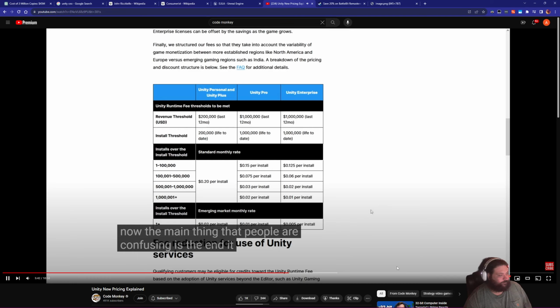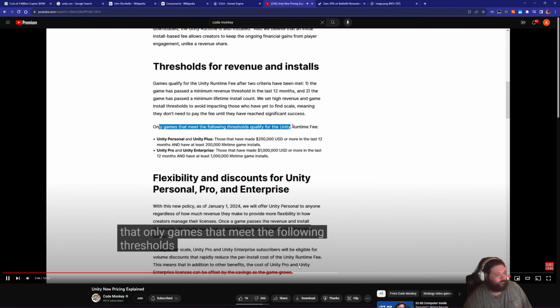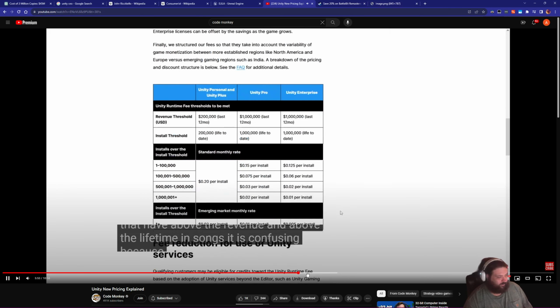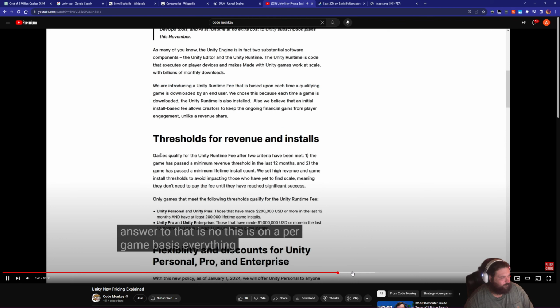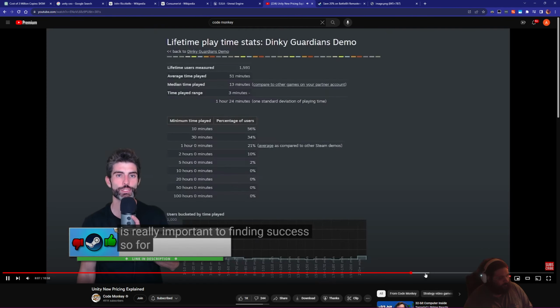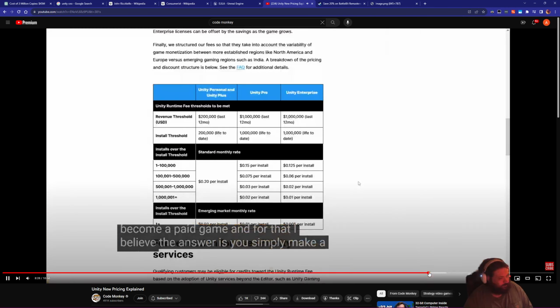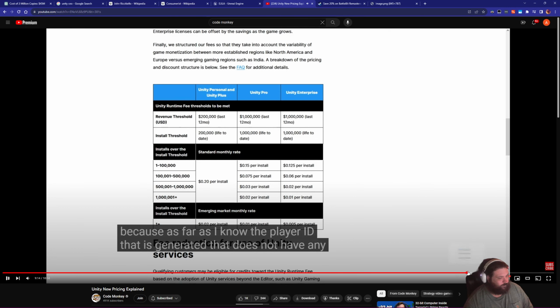"Is the end. It is actually highlighted up here in the text. It says that only games that meet the following thresholds qualify for the installs. It is confusing because down here in the chart, this one is an and. So I have to pay per game basis. Everything on the blog post is referring to a game. To pay 2 fees, cost is going to be in threshold. Some people were thinking that as of 200 success. So for demos, the answer is technically yes. Free demo project on the Unity dashboard for the demo, and then a separate project for questions for which service. How exactly does that work? Not force your game to be personally identifiable data. I believe that one is just a random."